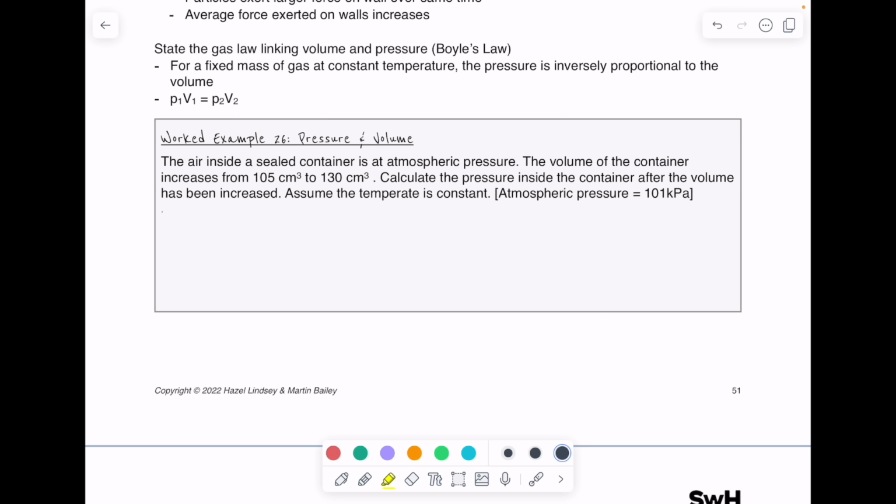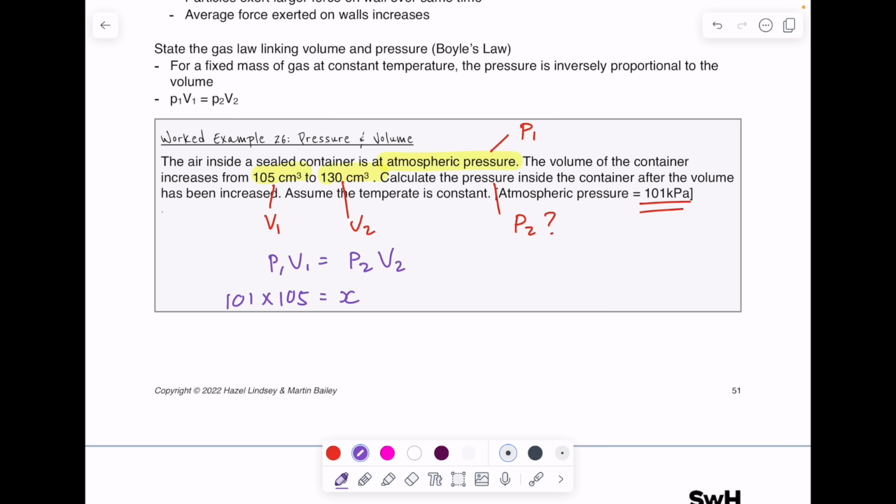The air inside a sealed container is at atmospheric pressure. So that's your P1. The volume of the container increases from 105 to 130 centimeters cubed. That's V1, V2. Calculate the pressure inside the container after the volume has been increased. Sub in your values really carefully. Do 101 times 105 and then divide your final answer by 130 to get a P2 value of 82 kilopascals.